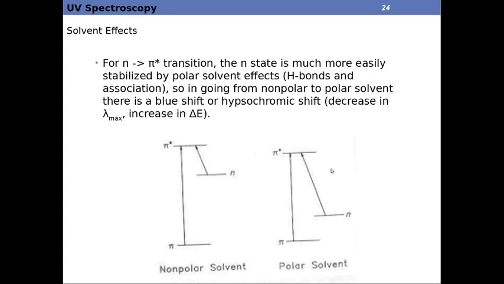Whereas when you switch from a non-polar solvent to a polar solvent, the n to pi star transition will be shifting towards a higher energy or a shorter wavelength. So in other words, in polar solvents, the pi to pi star transition will be redshifted, whereas in polar solvents, the n to pi star transition will be blue shifted. So in polar solvents, pi to pi star transition is redshifted, whereas n to pi star transition is blue shifted.